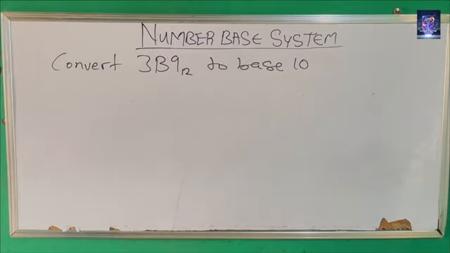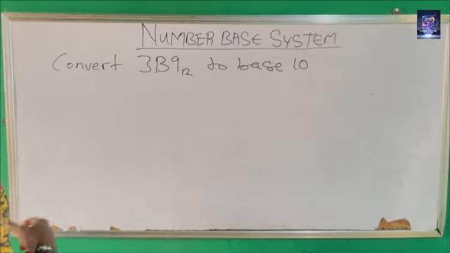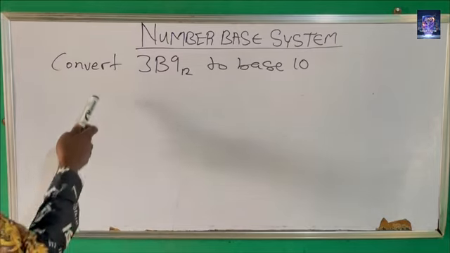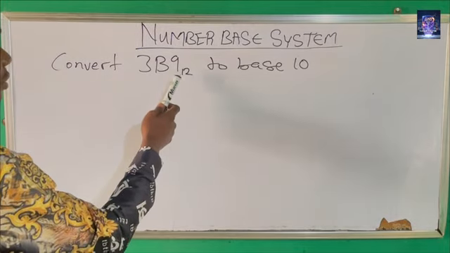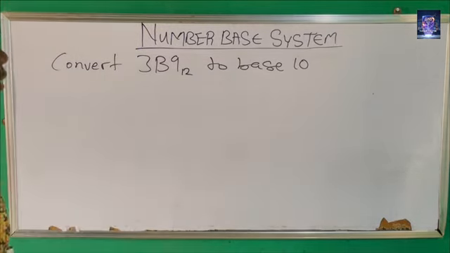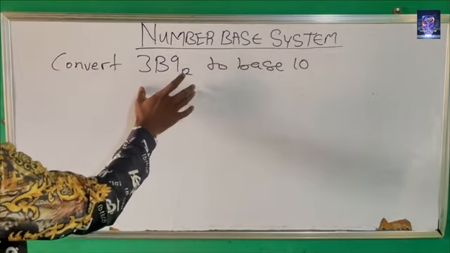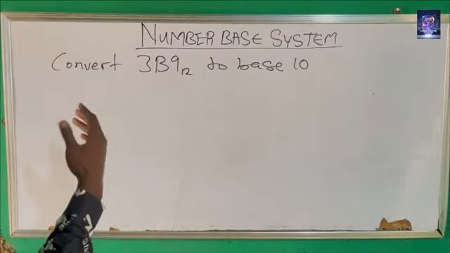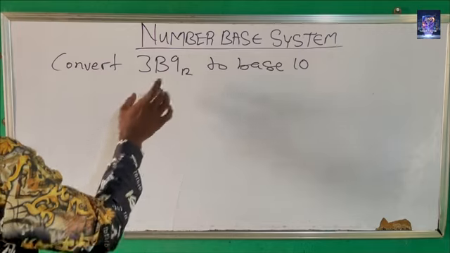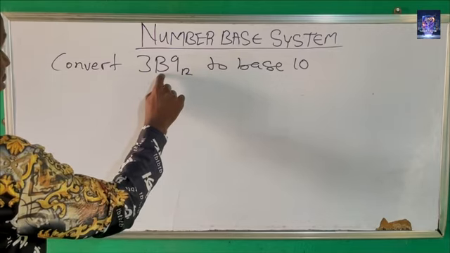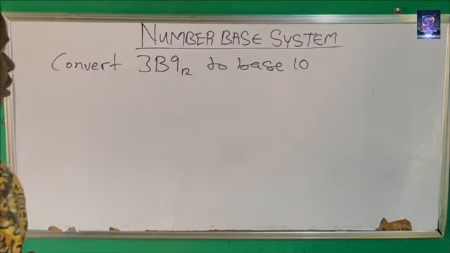Today we'll continue our teaching series on number-base systems, and we are faced with this question. We are asked to convert 3B9 base 12 to base 10. Now we can see that this question is a little bit different from those that we've been solving in our previous videos. This particular question has an alphabet here, which is B.